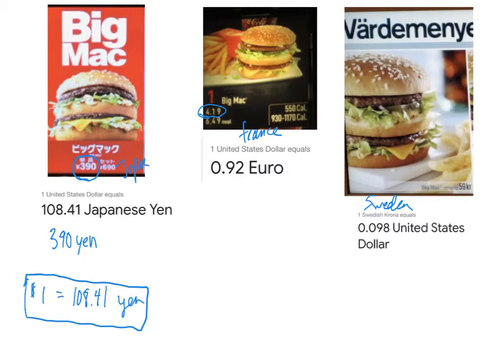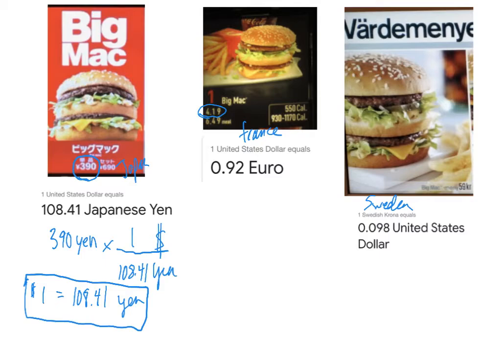So using dimensional analysis, remember, start with what we want to change. We want to change this 390 yen into US dollars. So start with the 390 yen. I want to multiply by a conversion factor where I'm canceling out the yen and going into US dollars. What I know based on this exchange rate is $1 is 108.41 yen. So now in my calculator, I can complete this calculation.